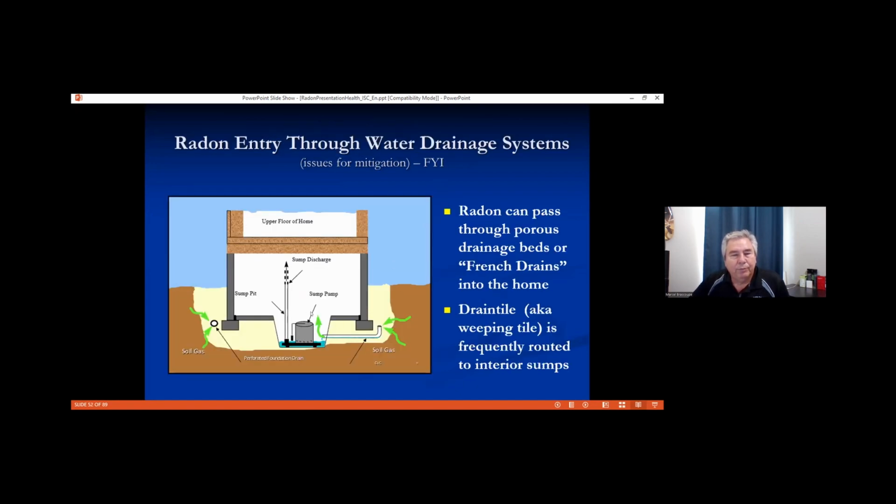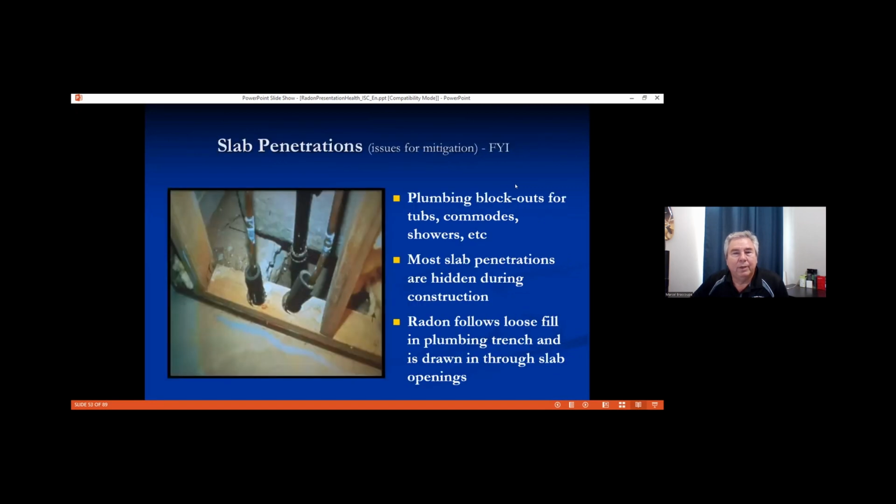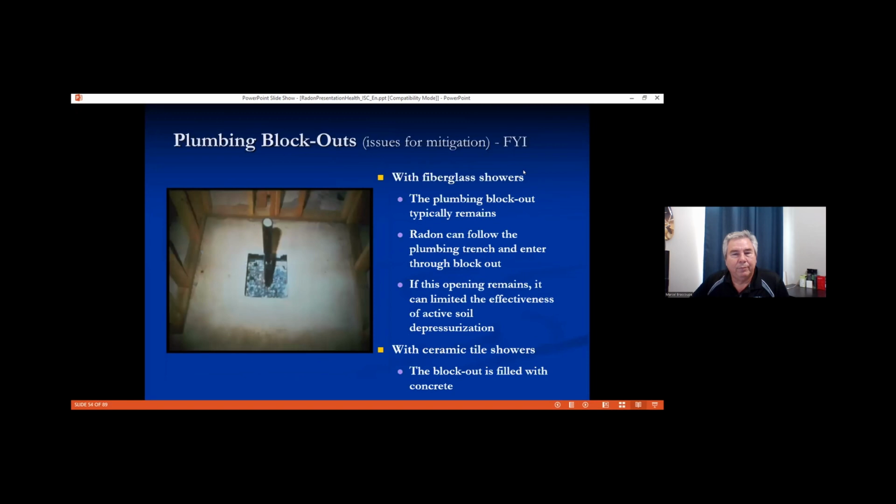If you have a sump with a sump pump and you don't have a sealed cover on it, then again, it's simply a nice big hole for the radon to get into your basement. Here we see a good example underneath a bathtub where you see a big hole through the concrete floor. That's to allow the plumber to put the P-trap underneath the bathtub or shower. And a lot of times that's not sealed once he's done his work. So again, another nice big hole for the radon to get into your basement.